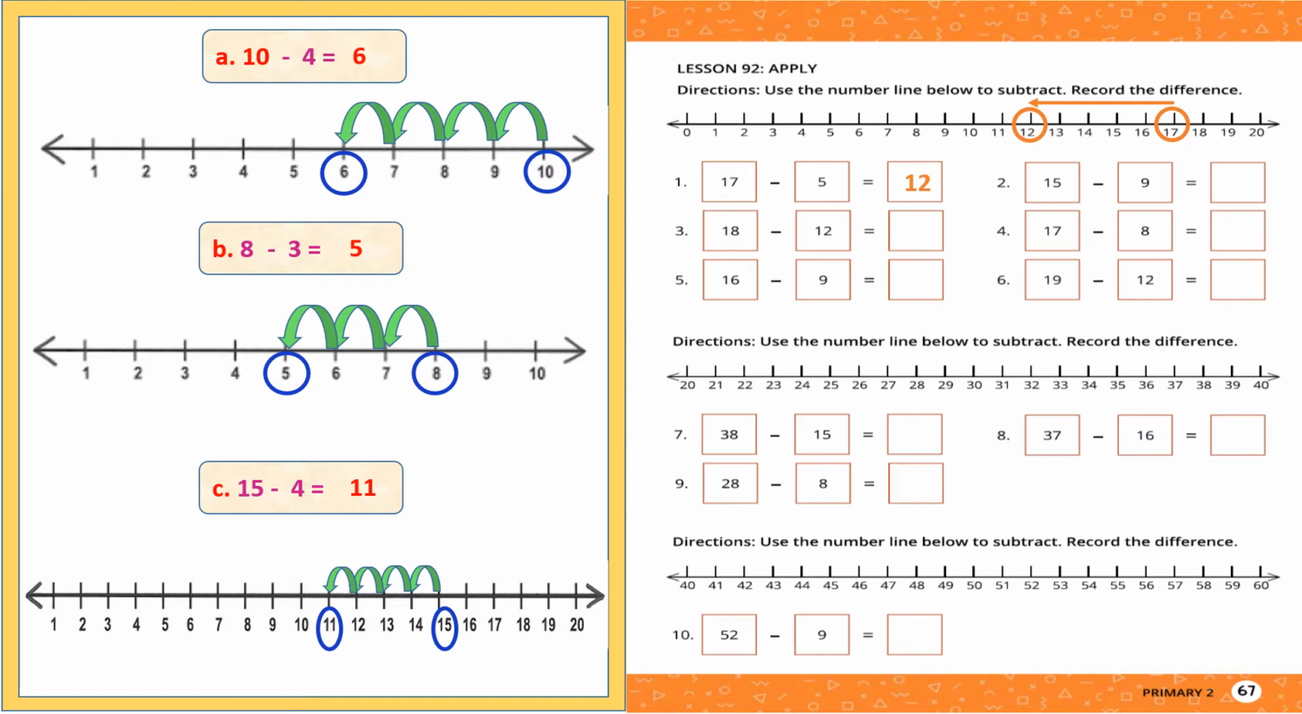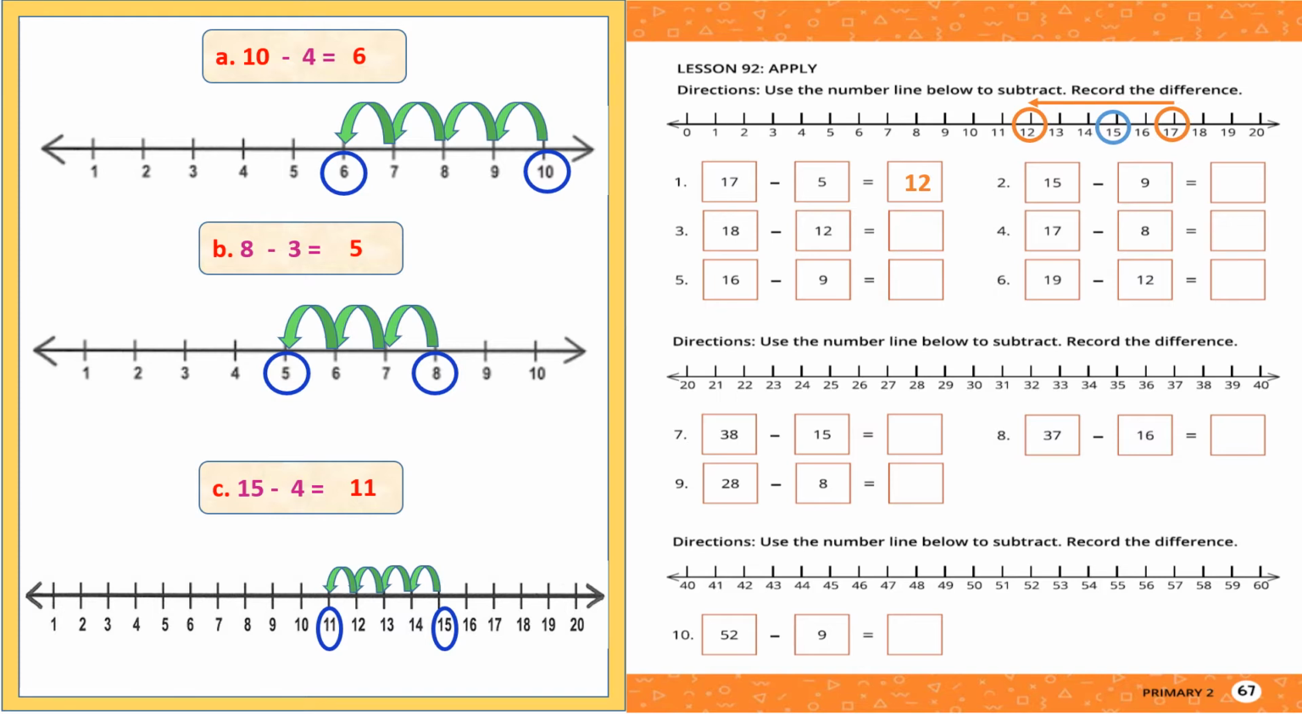Question number 3. 18 minus 12. 18 minus 12 equals what? You can solve it in many ways. You can solve it by counting from small number to big number. After 12: 13, 14, 15, 16, 17, 18. How many fingers do we have? 6 fingers. And we can solve it also by another way.